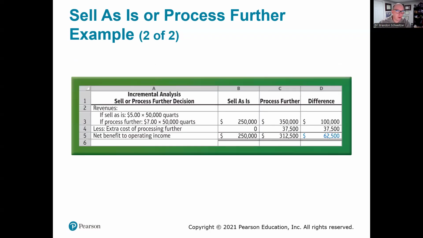So taking a look at the cost: if we sell it as it is, we sell for $250,000. If we process it further, we can sell for $350,000, but we have an additional cost of $37,500. That's the 75 cents per quart additional cost. As we can see, there is a net benefit difference of $62,500. So in this case, Bertolli should process the olive oil further into a dip.